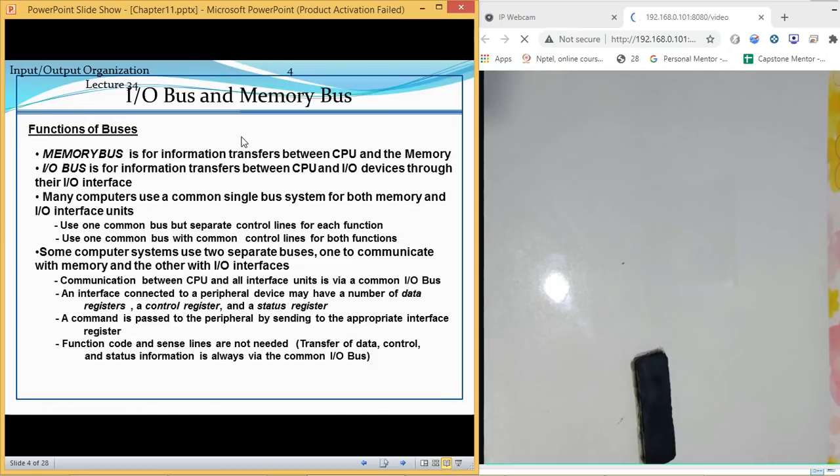So what are the different types of buses? We will discuss how they are different from each other, and what type of instructions a single bus executes. So first of all, let us see what the functions of buses are. The first bus is the memory bus. It transfers the information between CPU and memory, because it is connected with memory, and from the other end it is connected with CPU, so it transfers the data between CPU and memory. Then we have input output bus. The main task of input output bus is to transfer the data between CPU and input output devices.